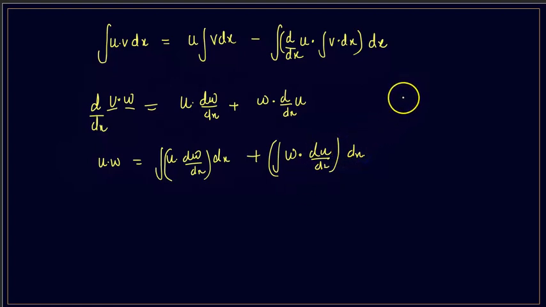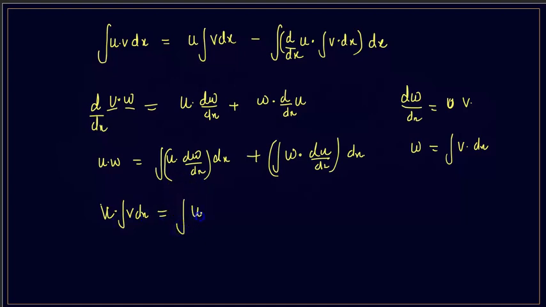Now you will take an assumption here: if I write dw by dx as equal to v, and do the integration on both sides, you will write w is equal to the integration of v dx. So instead of w, you will write the integration of v dx. So you will write u into the integration of v dx is equal to the integration of u into v plus the integration of w into du by dx.